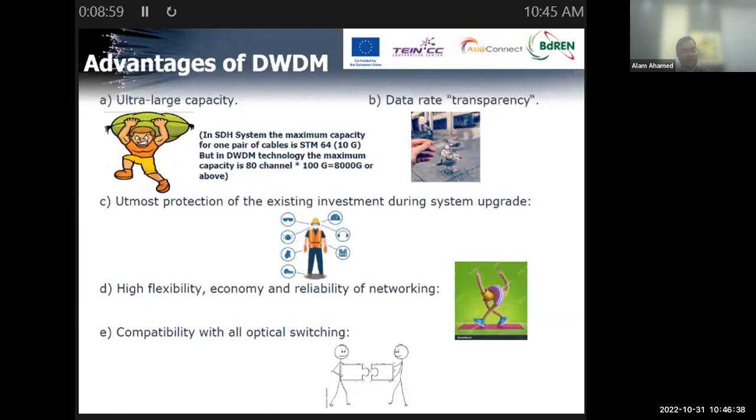Now we can discuss the advantages of the DWDM technology. At first, the advantage is ultra large capacity. That means the transmission bandwidth of the currently commonly used conventional fiber is very wide, but the utilization ratio is still low. But using the DWDM technology, the transmission capacity of a single optical fiber is increased by several tens or even 100 times compared to the transmission capacity of a single wavelength system.